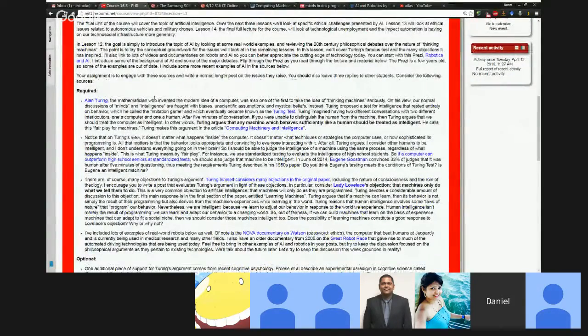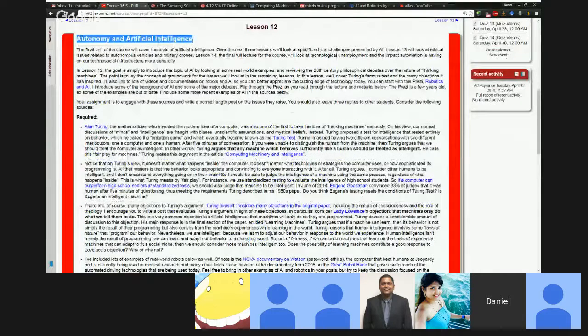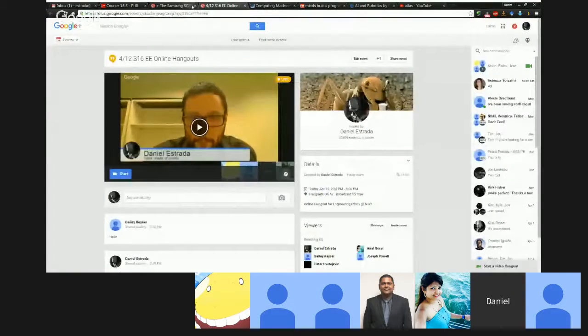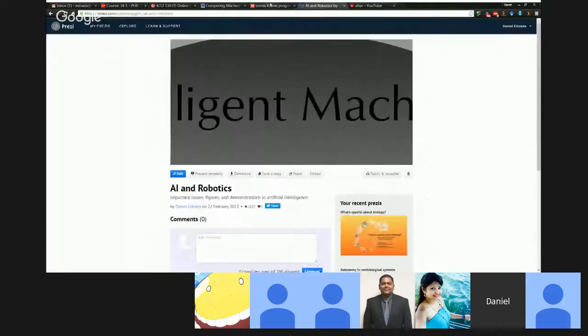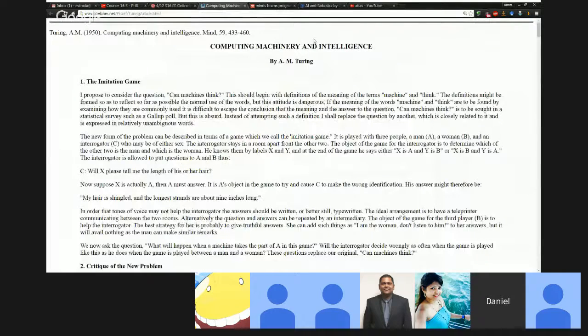So okay, I'm going to be giving the theoretical background on artificial intelligence, and the place I want to start is with Alan Turing. So Turing writes this paper, Computing Machinery and Intelligence, 1950. In this paper, Turing is considering the question, can machines think?